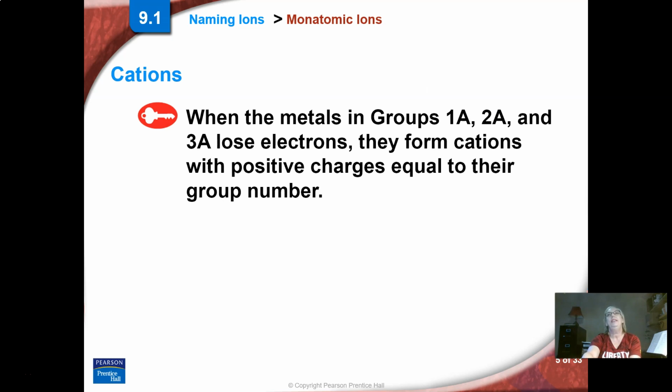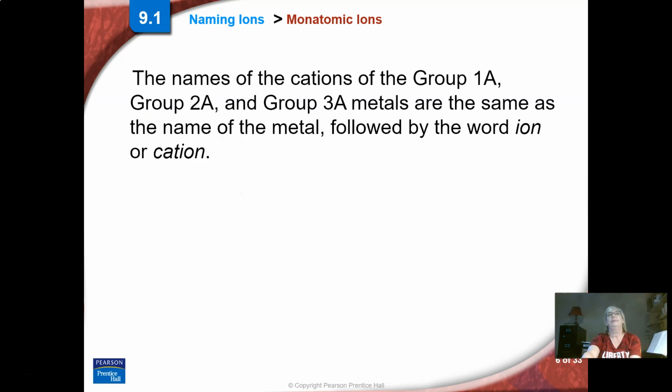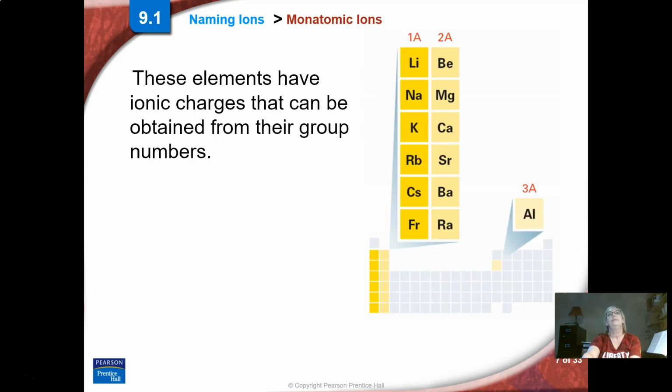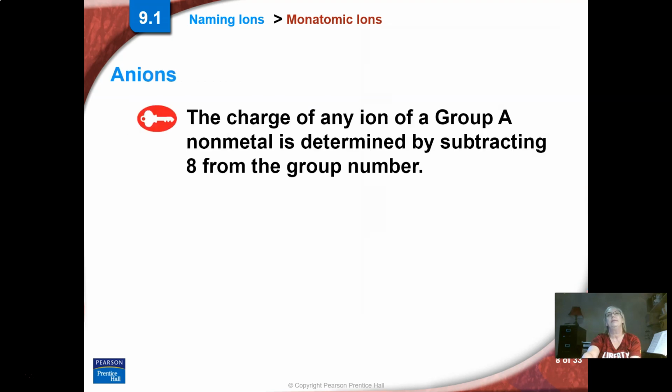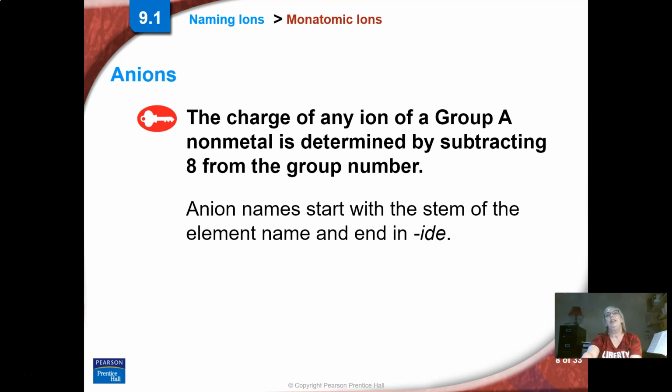So elements 1 through 3A lose electrons, and they form cations with positive charges. And we just call them like sodium ion. Those guys, we just change their name to their metal name and their ion. So group 1As are going to have a +1 charge, and 2As are going to have +2, and 3As are going to have +3. They're all going to be positive cations. And then the elements on the right side, the anions, we're going to figure out their charge based on the octet, and then we're going to change their name to ide.